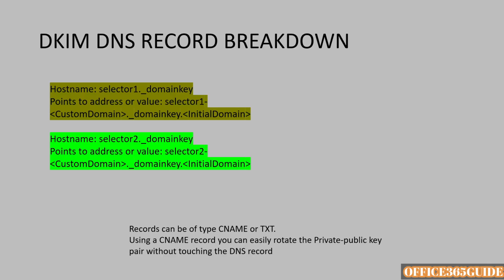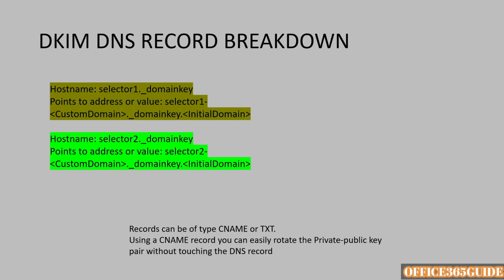Let's break down the DNS record for DKIM. Now, the records that you see here are two DNS records for DKIM. These can be either a TXT record or a CNAME record. The benefit with the CNAME record is that you can rotate the public-private key pair without changing your DNS records. So this gives us the benefit over a TXT record. And as a best practice, we should update or rotate the key on a regular basis or periodically.